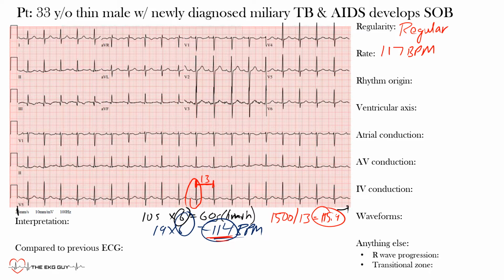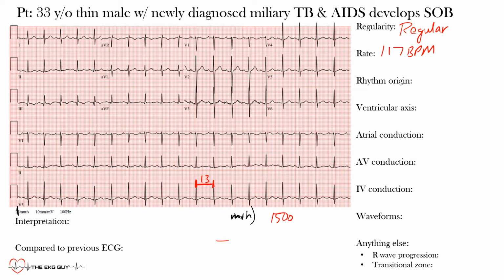All right, so now let's move on to the rhythm origin. We'll erase this so it's clear. Rhythm origin is where in the heart the rhythm is originating from. Well, we have narrow QRS complexes, so it must be supraventricular in origin, meaning that it's originating from above the ventricles. We can also make out clear, defined, similar shaped P waves in each lead.